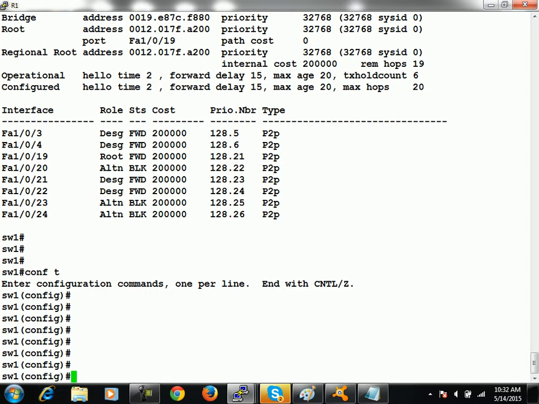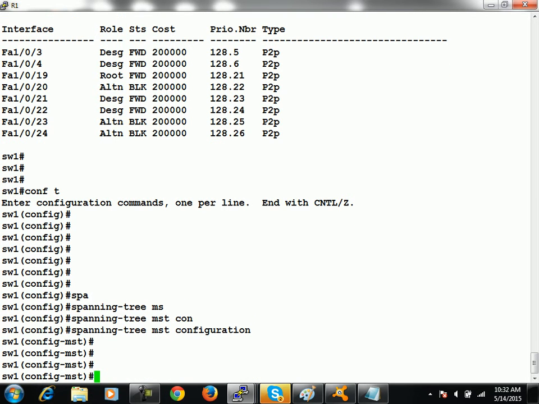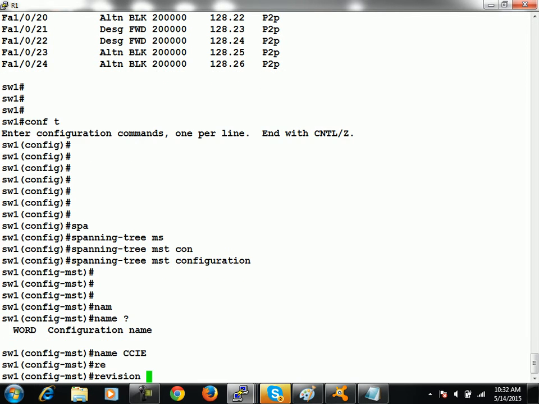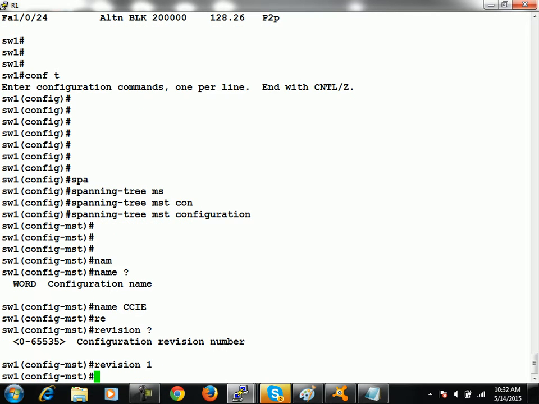I'll say spanning-tree mst configuration. For doing any configuration inside MSTP, first of all you need to move inside MST configuration mode. So you have entered this command, spanning-tree mst configuration, and now you are inside MST configuration mode. Inside this mode you can modify your MST attributes. Such as, if you want to configure a name, it can be up to 32 characters long. Let's say it is this. Revision number can be between 0 and 65535. By default it is 0. Let's configure it as 1.